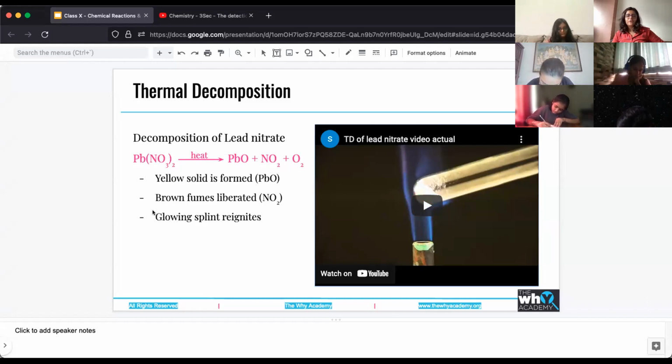Like, a white salt X on heating results in a yellow precipitate along with brown fumes being liberated. So you need to remember: brown fumes means nitrogen oxide, yellow solid is lead oxide. So X should basically be lead nitrate. Okay, so note down the observation. If anyone wants to see it again, let me know, I'll play it again. Look at the reaction.